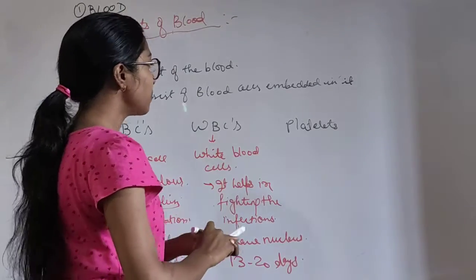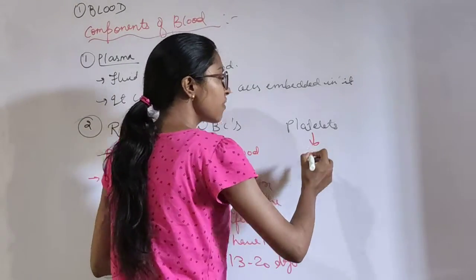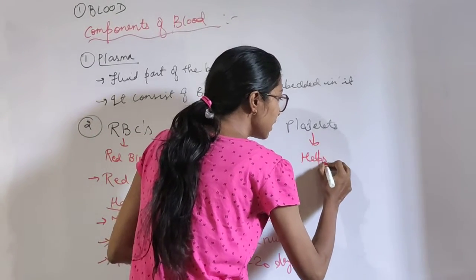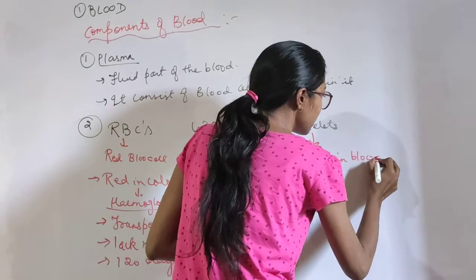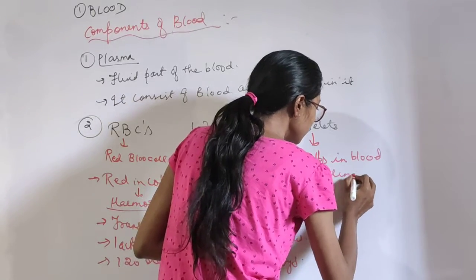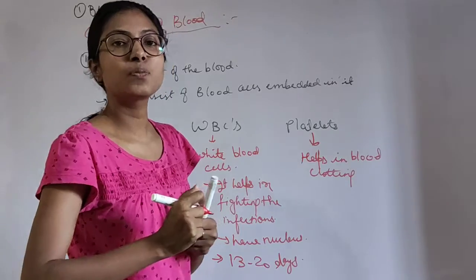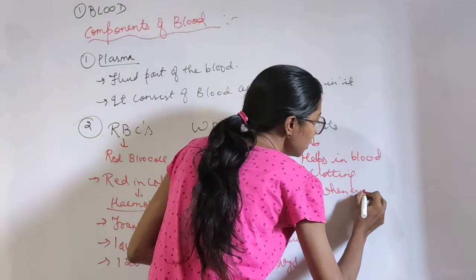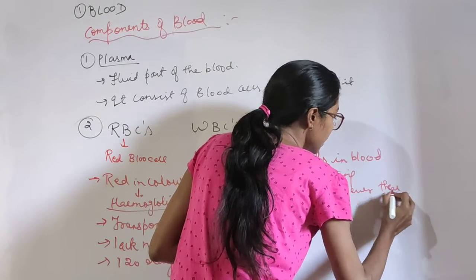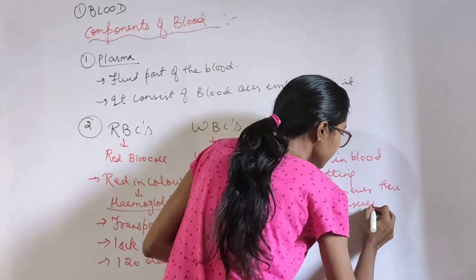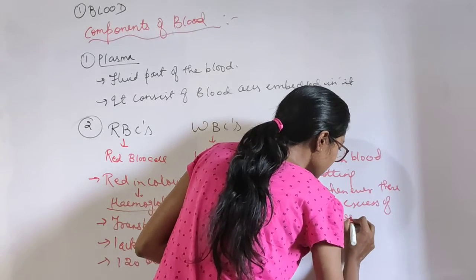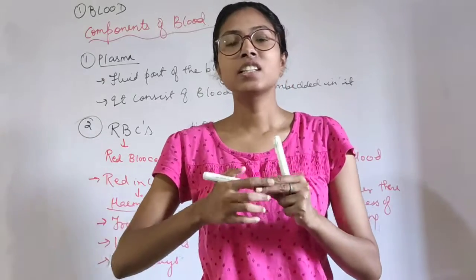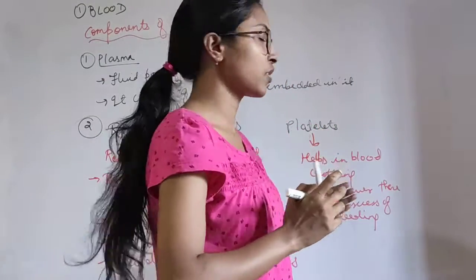Now the third component of blood is the platelets. What is its function? Its function is just to help in blood clotting. Where does blood clotting happen? Whenever there is excess of bleeding, it makes a clot and the bleeding stops. So this is its function.